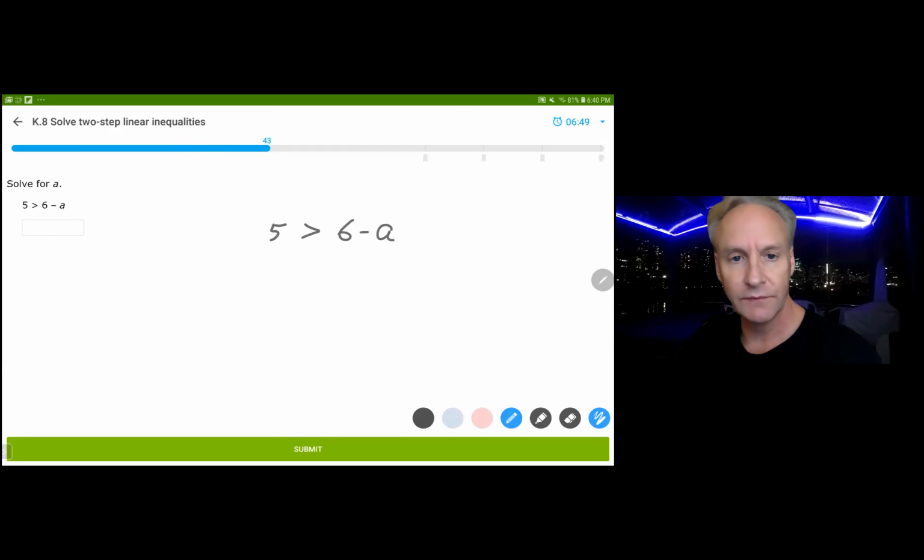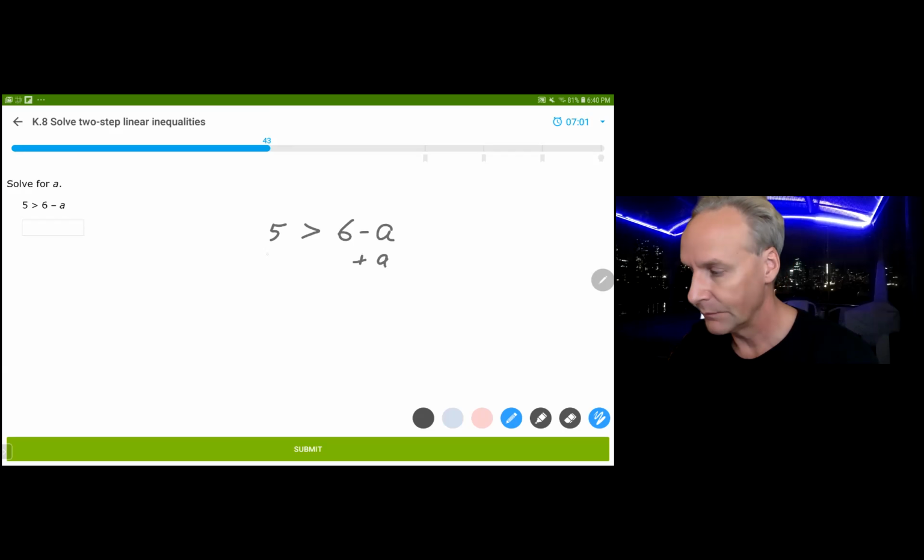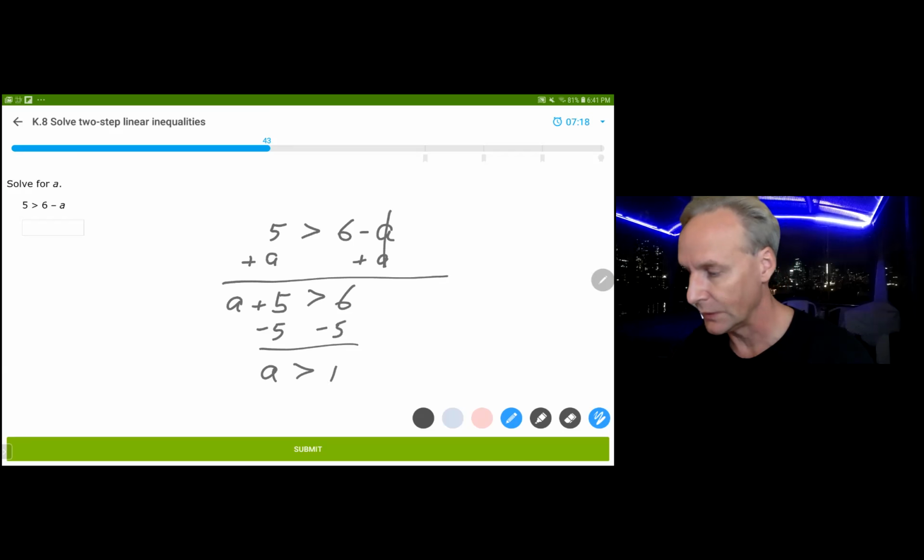A lot of people get confused as to what to do because the A is on the wrong side. Lots of choices. Probably the easiest way to deal with this is to add A to both sides. That's going to be by far and away your easiest way to deal with this. So I'm going to have A plus 5. Remember, when you add or subtract, you never change the sign. And then I'm almost done.